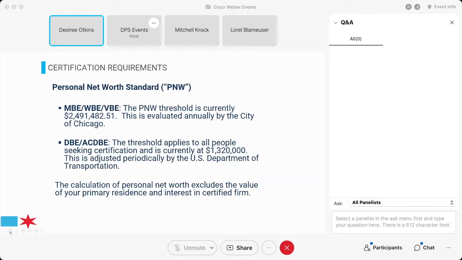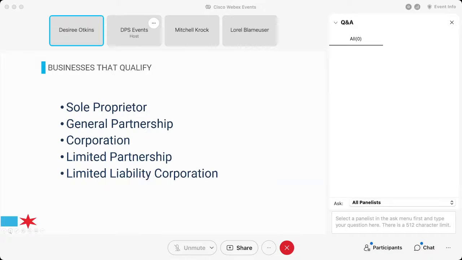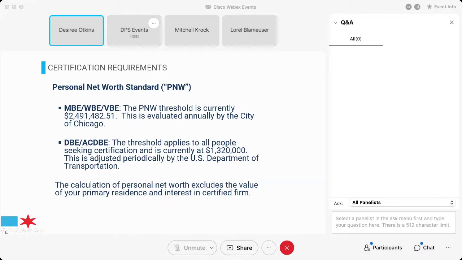What is your personal net worth of your ownership? For the local program, the personal net worth has also increased. So this actually increases annually as well. Presently for 2022, it's based roughly on 2.49 million in your personal net worth. That is the standard. For the DBE, ACDBE, the threshold applies to all people seeking the certification, and it is currently 1.32 million. This also may be adjusted periodically by the U.S. Department of Transportation. An additional change that we've made was with your PNW: your primary residence was always being excluded, but also the interest in certified firms. Next slide.